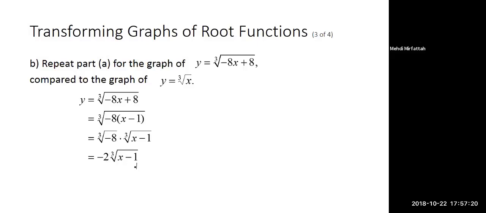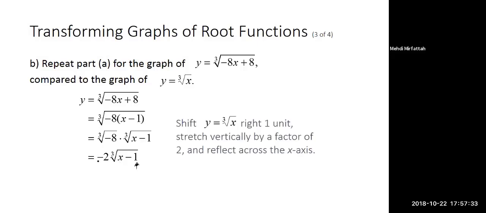As you can see, here you're shifting that graph 1 unit to the right, and then this negative would show that you reflect the graph across the x-axis, and this 2 shows that factor of -2 with the stretch vertically by a factor of 2. And then, as we said, this is going to shift to the right 1 unit. This is x minus 1.